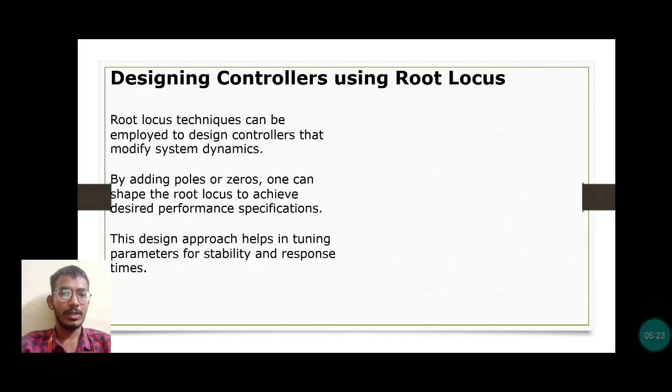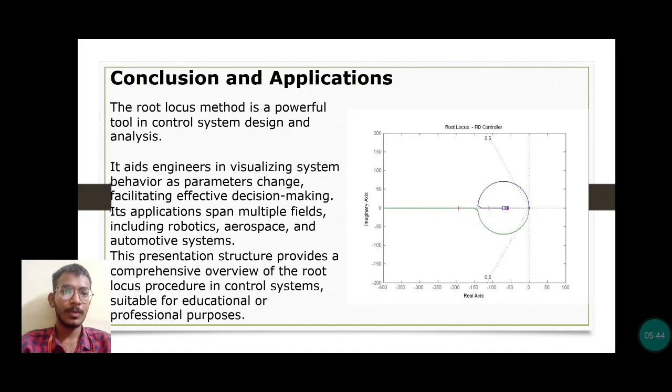Designing controllers using root locus. Root locus techniques can be employed to design controllers by modifying system dynamics. By adding poles or zeros, one can shape the root locus to achieve desired performance specifications. This approach helps in tuning parameters for stability and response times.